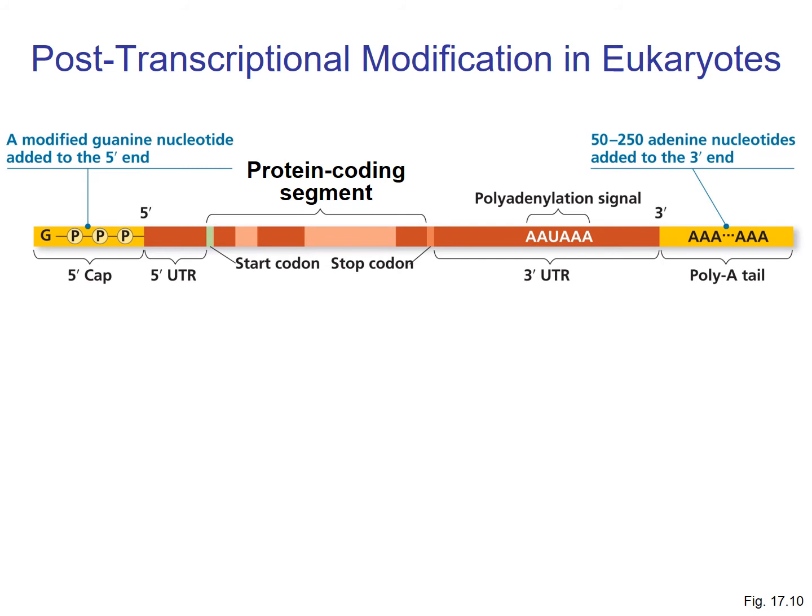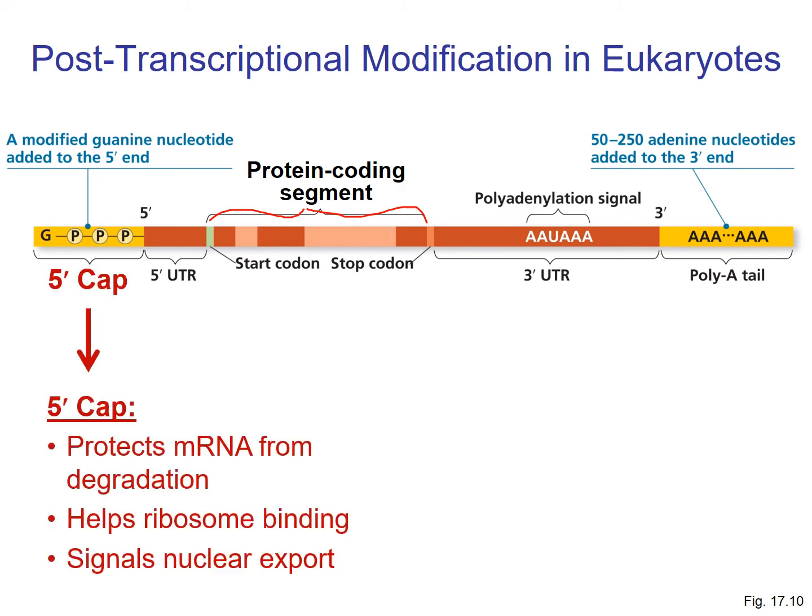Okay, so let's talk about that modification. We call this post-transcriptional modification because it's after transcription. So there's a few things being done here. So you can see here is the coding sequence of the gene. We have some things going on before the gene and some things going on after the gene.